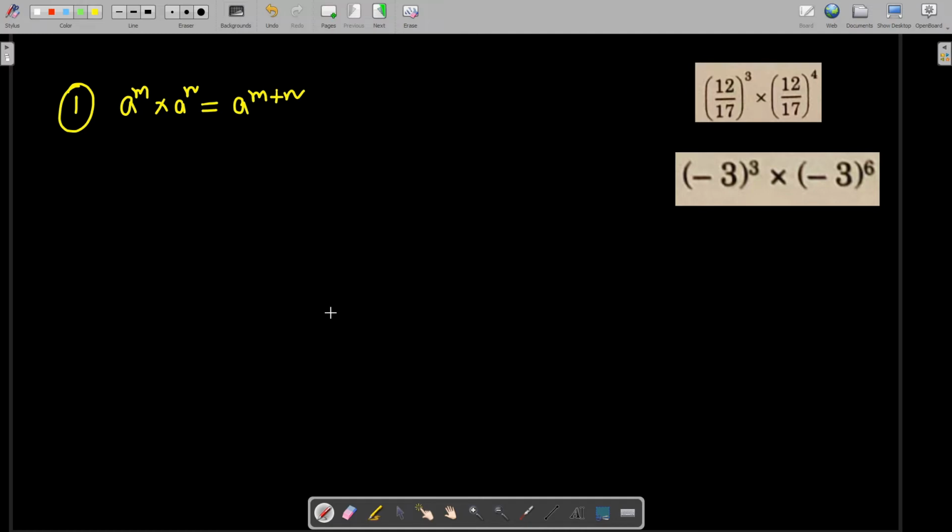Today, what we're going to do is use the laws and solve some questions. The law stated a to the power m into a to the power n equals a to the power m plus n. So we will start with this question.